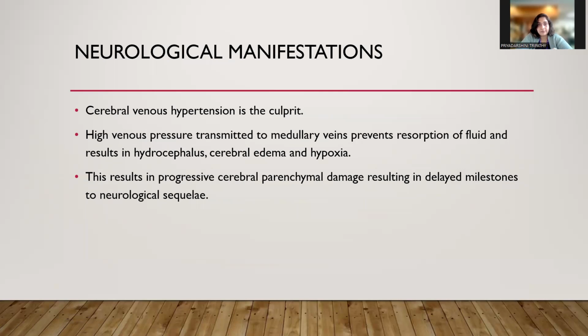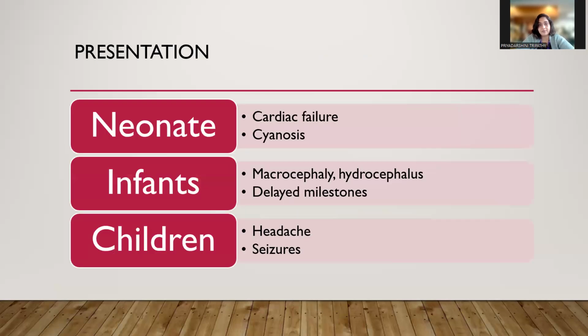And neurological manifestations are basically because of cerebral venous hypertension. The increase in cerebral venous pressure leads to decreased resorption of fluid, resulting in hydrocephalus, cerebral edema, and hypoxia, and results in progressive cerebral parenchymal damage. So babies will have delayed milestones, and will have many neurological sequelae because of that.